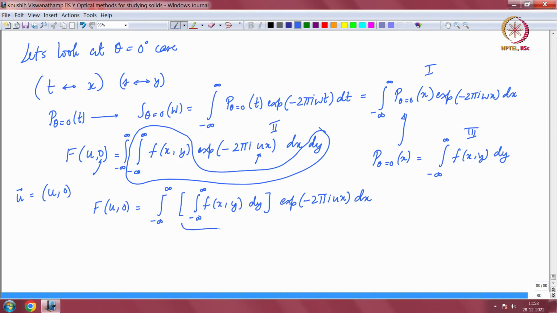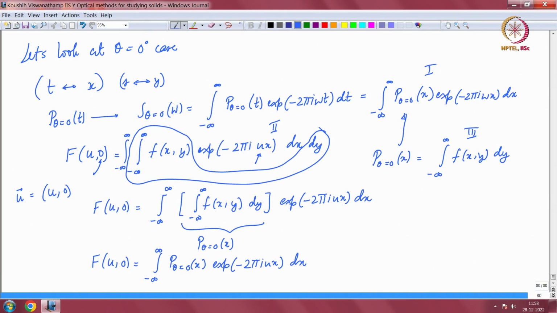Okay. This is p of theta equal to 0 of x because of this. So F of u comma 0 is the integral from minus infinity to plus infinity, let me erase this line, since you know what it is because of, p theta equal to 0 of x exponential minus 2 pi i u x dx.